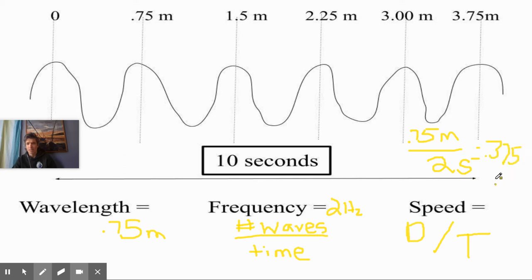0.375, I'm running out of real estate, meters per second, all right? Or you could divide the total, this, divided by 10 seconds. That's going to give you the same answer, 0.375. So it's the distance the wave traveled divided by the time, all right? You got this.